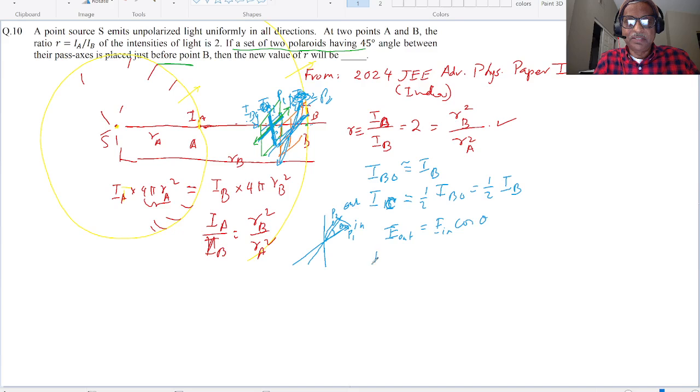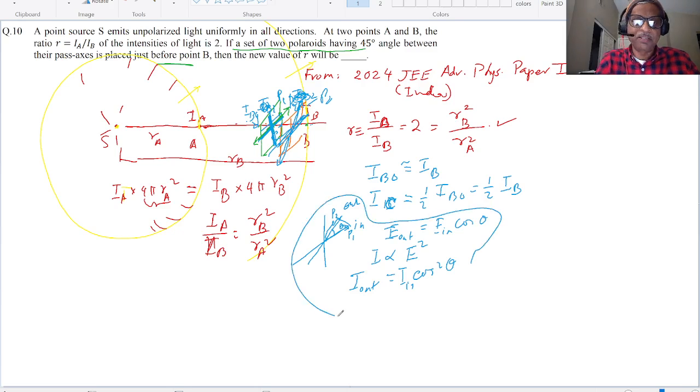So intensity is proportional to the electric field squared. So you can see the intensity out will be cosine squared theta times intensity in. So this is basically what the question is about. If you understand this, then we can just apply it here.